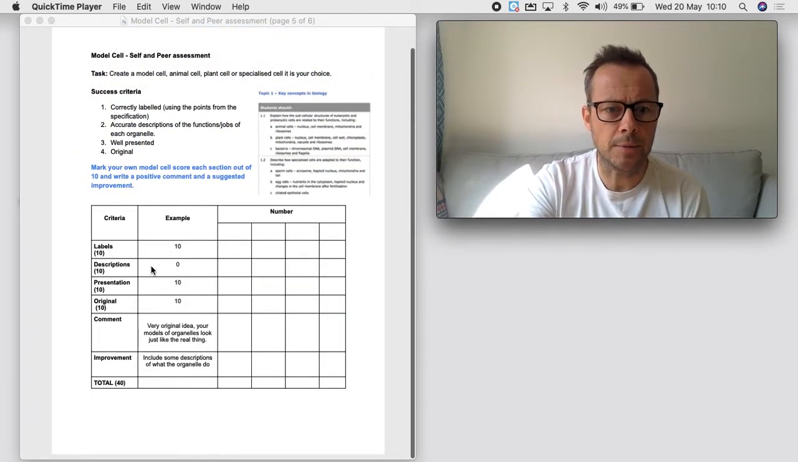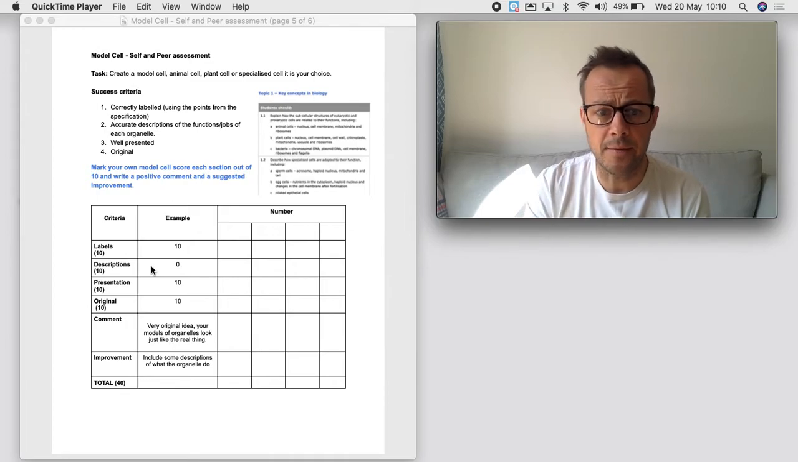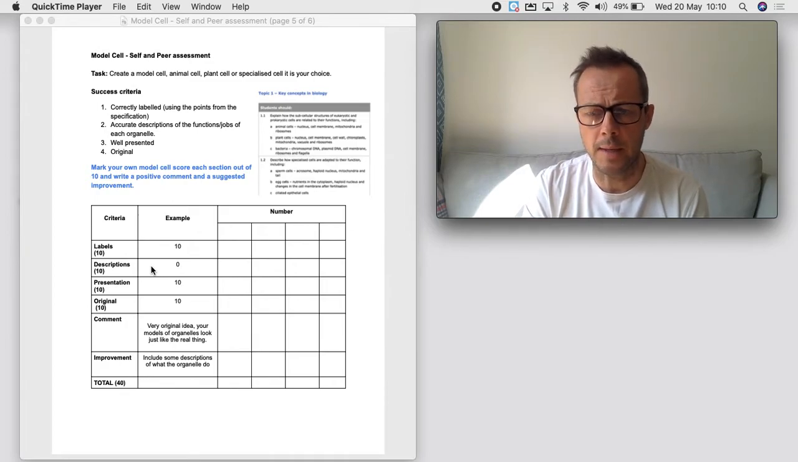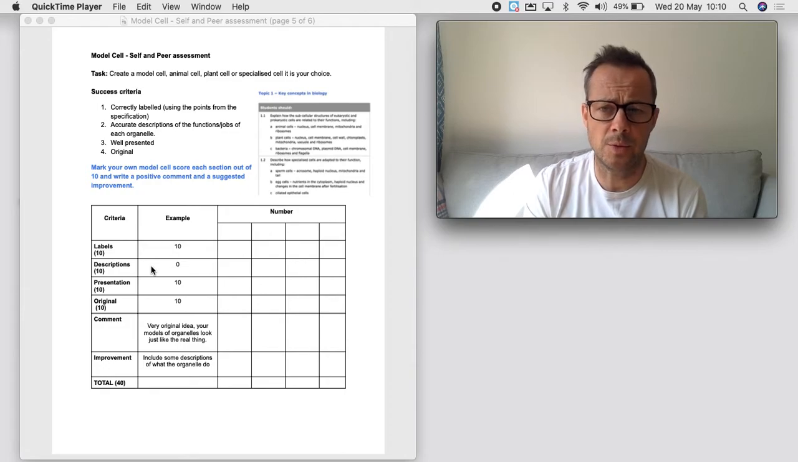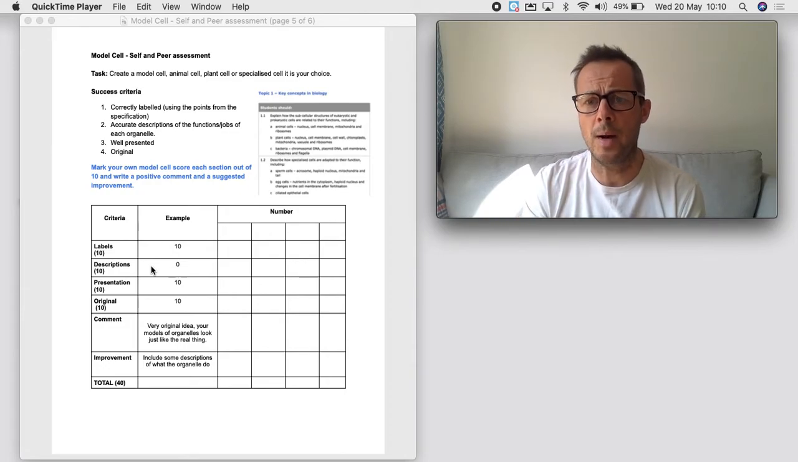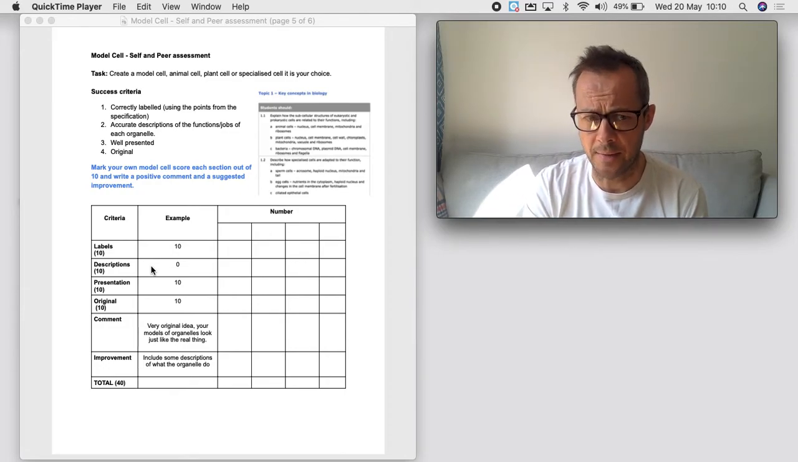So for the labels, I gave it a 10 out of 10, because it had all of the labels and it was great. It had no descriptions at all. So if that was for one of our tasks, I would give it 0. The presentation I thought was excellent. It would have taken a long time to do that. The presentation was good, everything was well positioned, the labels were well written, everything was very, very clear, so 10 out of 10.